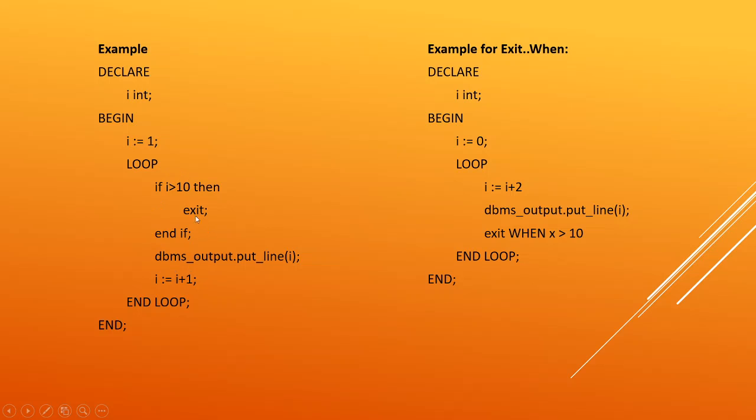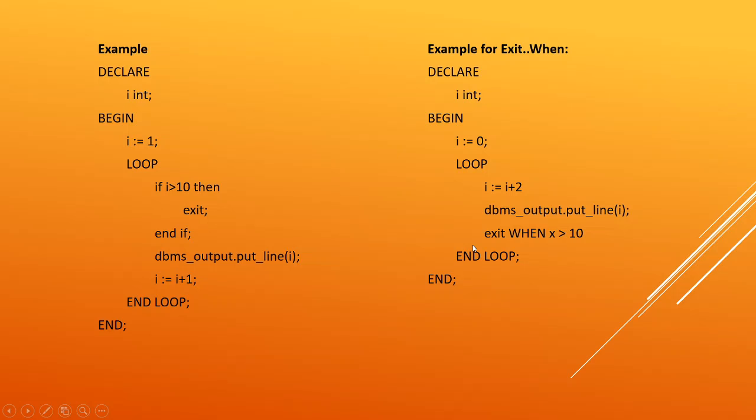So this program will run until this condition is true. Once the condition, if I is greater than 10, is true, it's going to come out of the loop. All right, so here in this particular case, we are checking the condition as soon as we enter inside the loop. But look here, in the next example, it works like your do while. We check the condition at the end. So when we are checking the condition at the end, we have to use exit when.